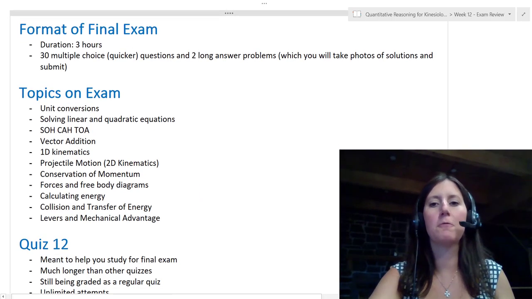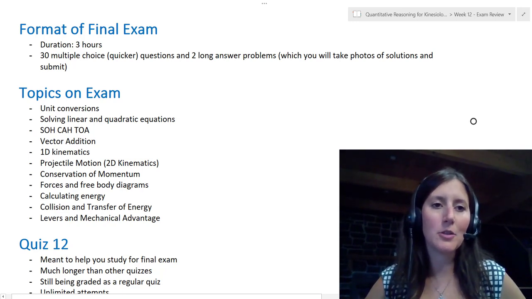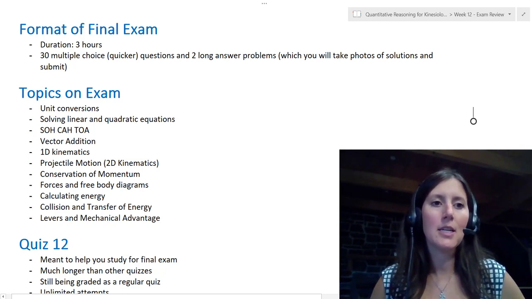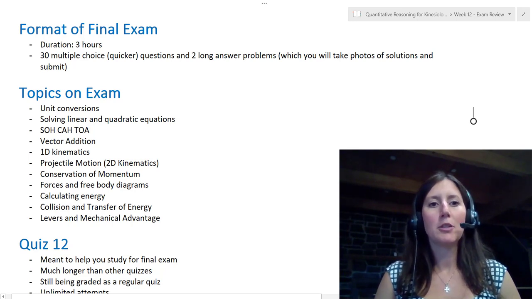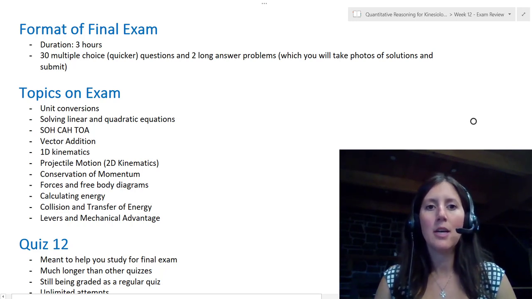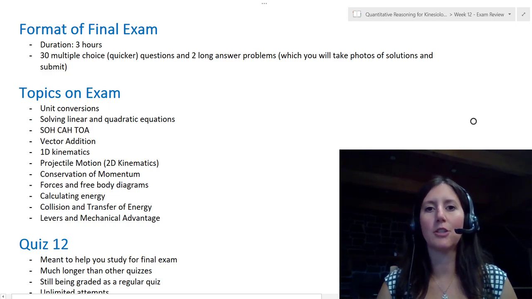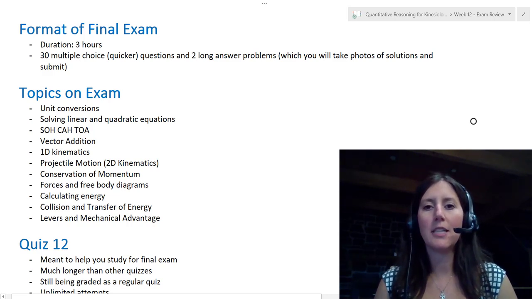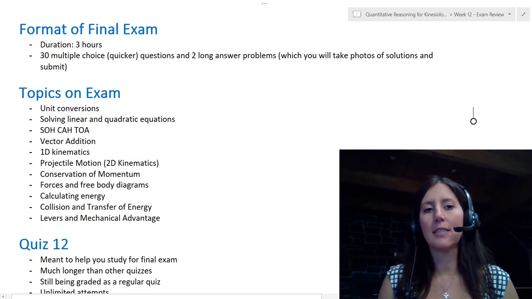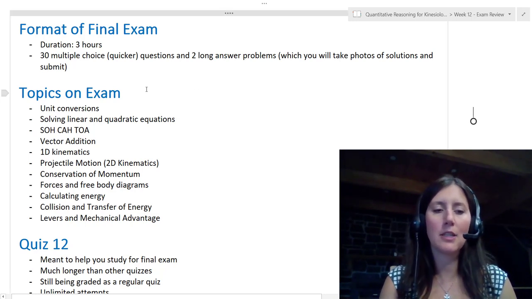All right, so first the format of the final exam. Your final exam is 3 hours long, so you have up to 3 hours to complete it. It contains 30 multiple choice questions, which are quicker questions that don't require multiple steps, so they're not so long. But then you're going to have 2 long answer problems, similar to what you would have seen on your tests. And just like on your tests, you'll have to take photos of your solutions and upload them in Canvas and submit those.